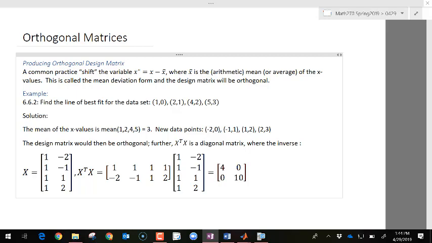So a common thing that people do apparently is to shift their center point, their mean, sometimes known as the arithmetic mean, or we might know it as the average, although the word average has a lot of other meanings to it. But the word mean in this case is the arithmetic mean. And if we shift the mean so that the mean is equal to 0, then we could create an orthogonal matrix.